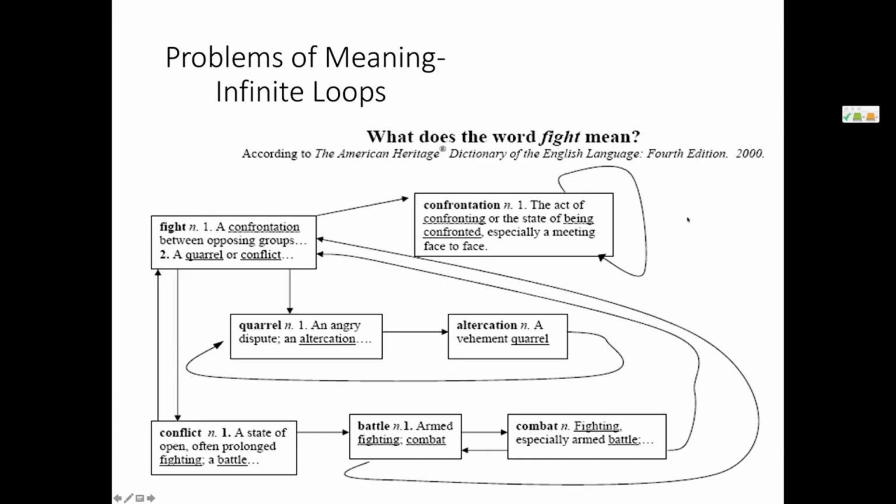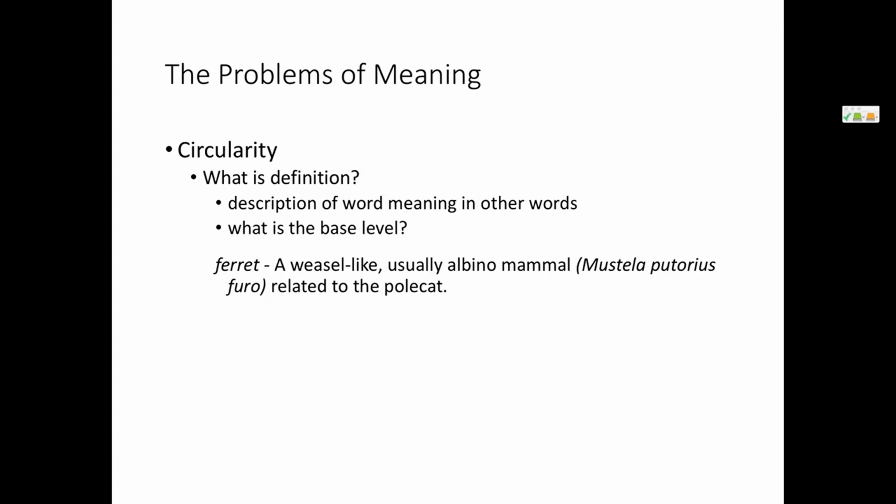No, so it's really difficult to come up with definitions. So that's the circularity. What is the definition? You need to describe a word, but you use other words, and then you need the meaning of those other words in order to give you the definition of the first word. So it can be a little bit hairy and very difficult to really grasp.